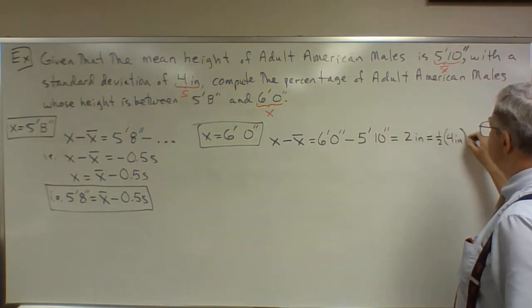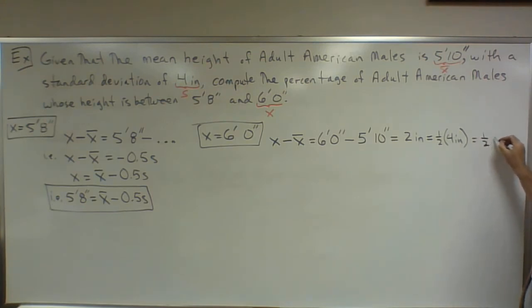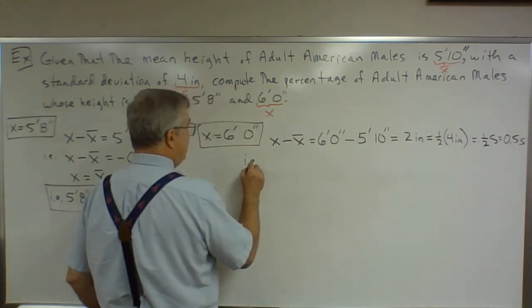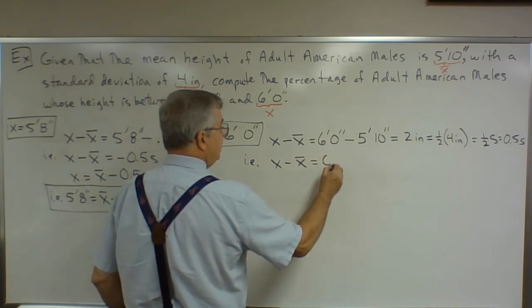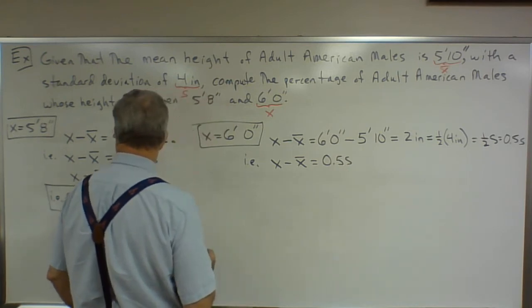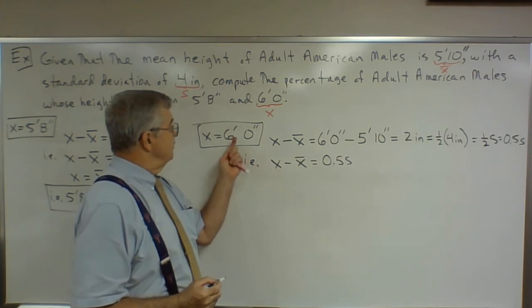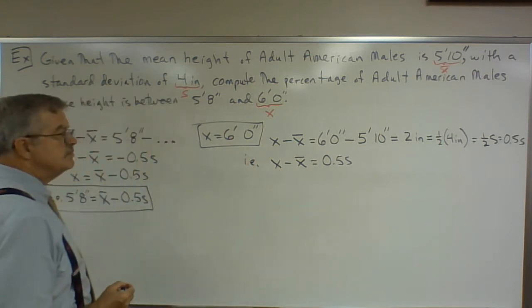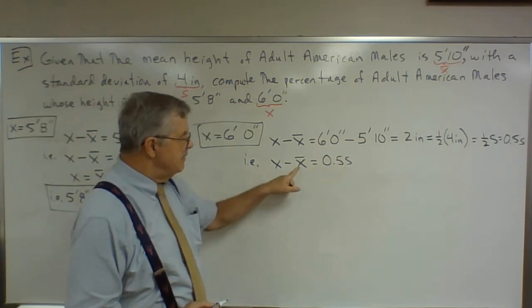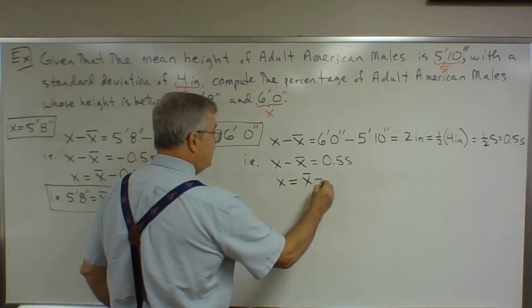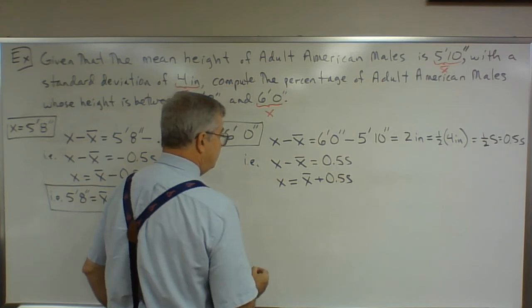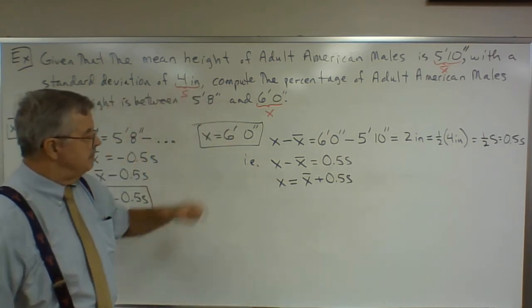1/2 of 4 inches, or 1/2 s, or 0.5 s. And I recap my results. X minus x bar is equal to 0.5 s. And to get my x value, 6 feet, in terms of the mean and the standard deviation, I'll move x bar to the other side. X equals x bar plus 0.5 s. And in this case, what was x? It was 6 feet 0 inches.